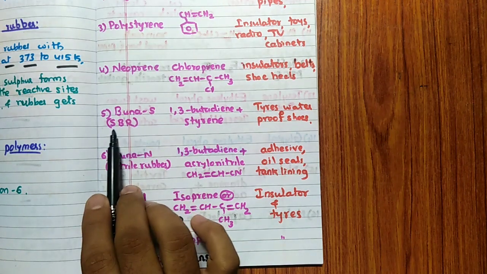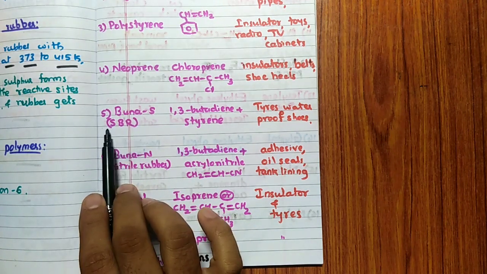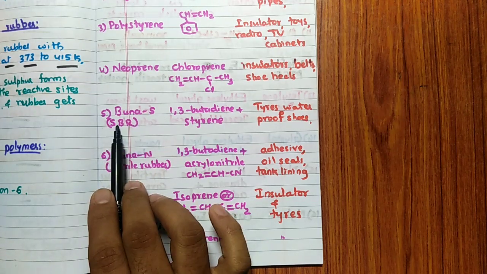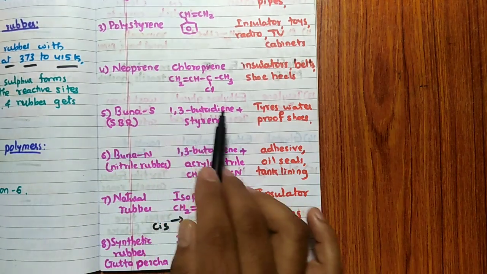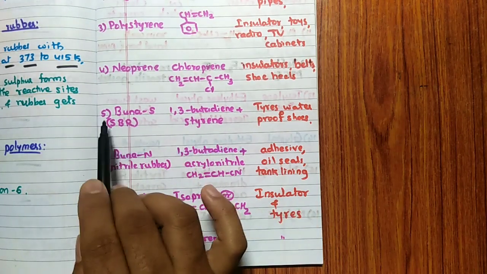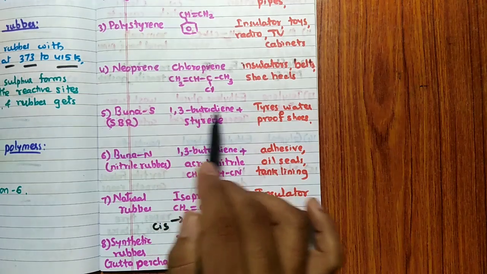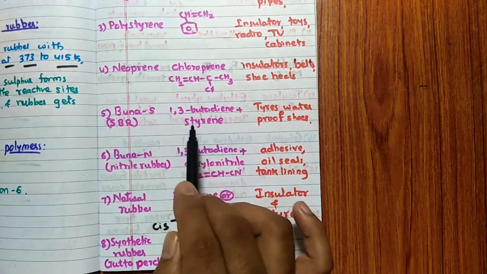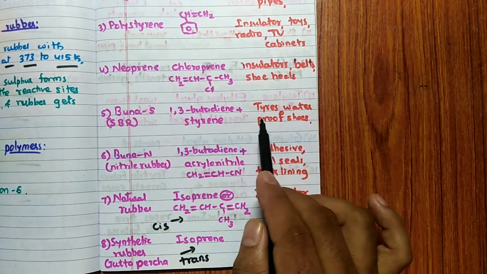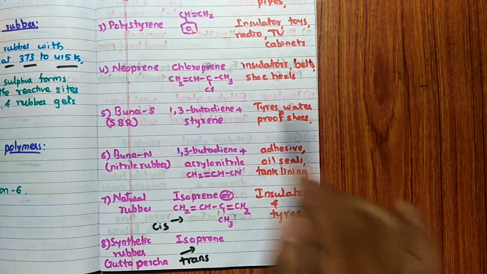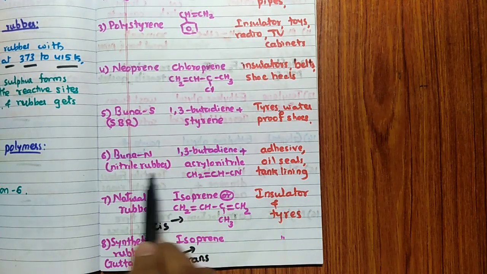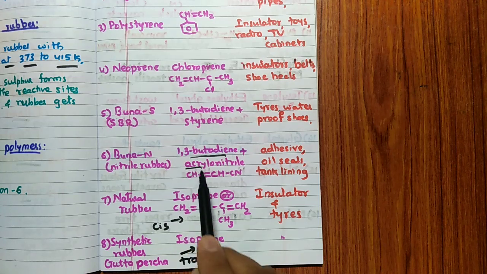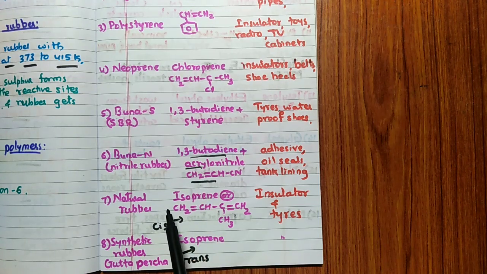Buna S, we will call it SBR. In this particular case, SBR means styrene butadiene rubber. So Buna S: 1,3-butadiene and styrene, remember this. In the name itself it is there: Bu means butadiene, Na means sodium, S means styrene. Tires, waterproof shoes, all these things can be prepared using this. Buna N, we call it nitrile rubber. The reason is the monomers are, remember, 1,3-butadiene plus acrylonitrile.